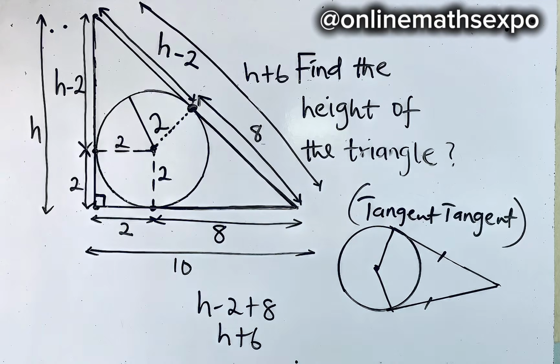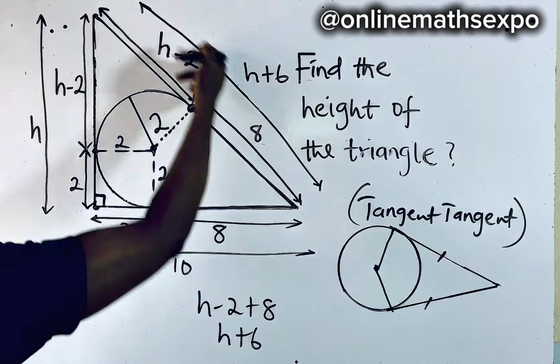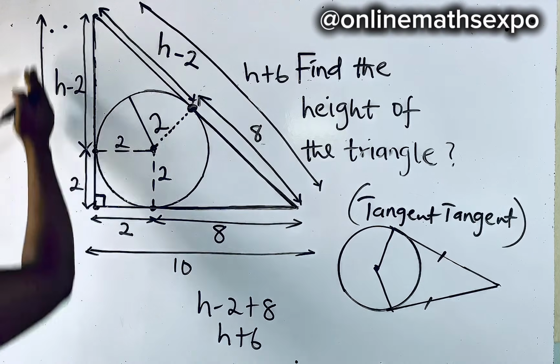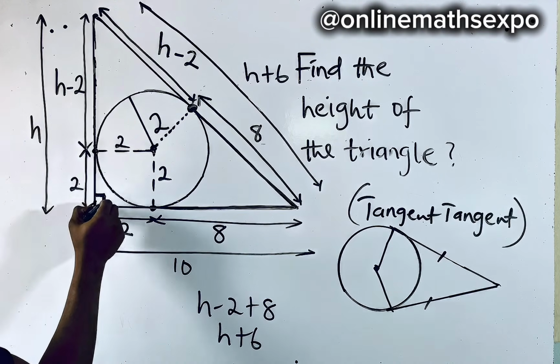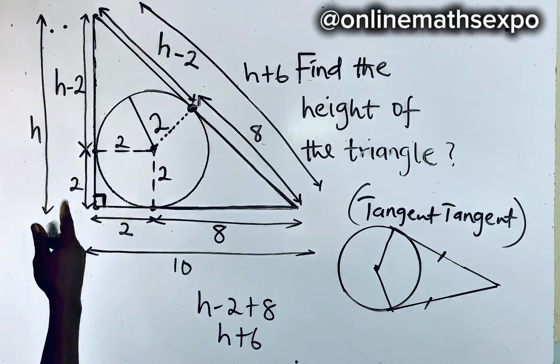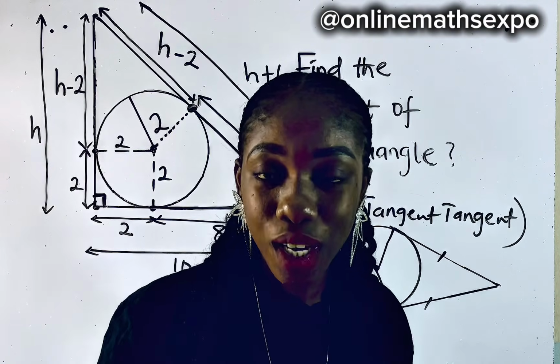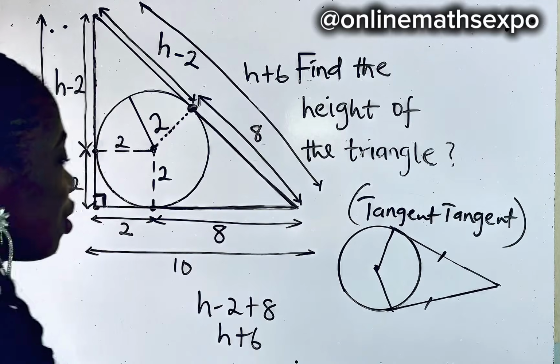Now that you have found the information we need, we have known this total length as 10, and this total length as h. And remember that this is your right triangle. Just remember to make use of your Pythagorean theorem each time you are working with the sides. Let me show you how to do that.